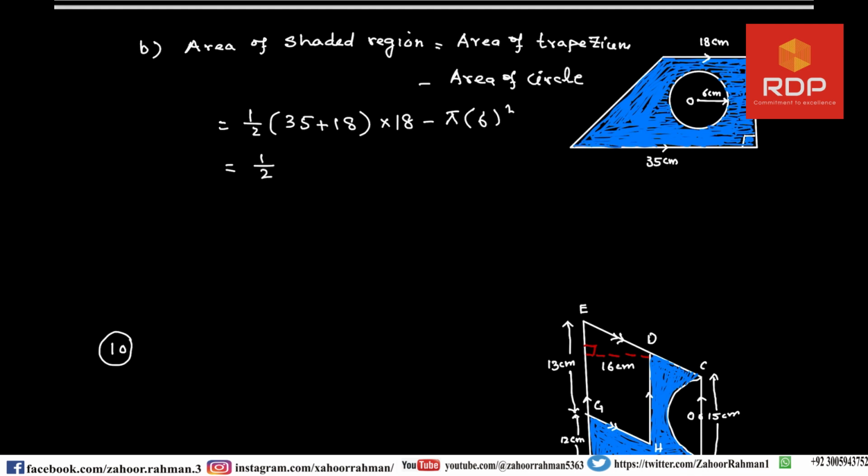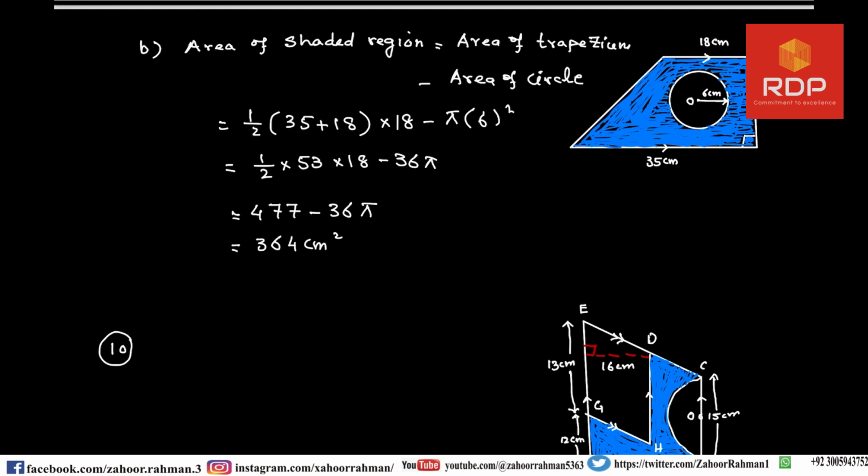Now 1 over 2 into 53 into 18 minus 36 pi, which is equal to 477 minus 36 pi, and that is equal to 364 centimeter square, and that is the area of the shaded region.